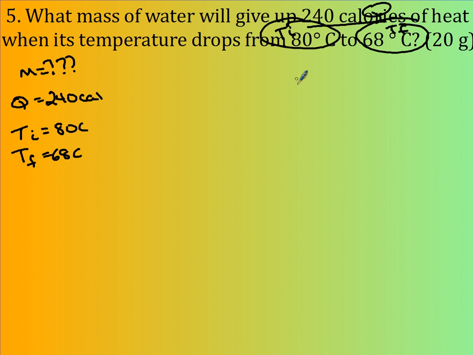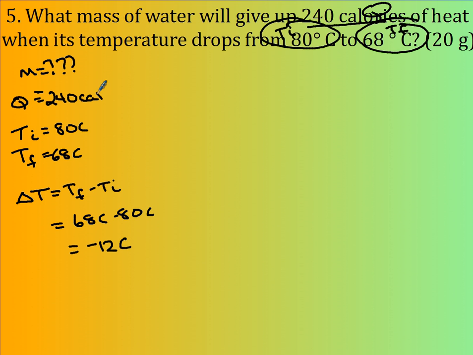We don't usually put the degrees on the Celsius there. Now, it says the water gives up 240 calories, and that tells me my Q is going to be negative. Just a small point. First thing I want you to do is find delta T. Delta T is T final minus T initial. So this is 68 Celsius minus 80 Celsius, or negative 12 Celsius. Don't let that negative sign upset you. It's in line with the fact that I'm going to lose heat.